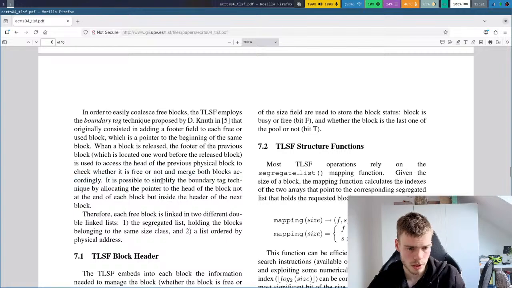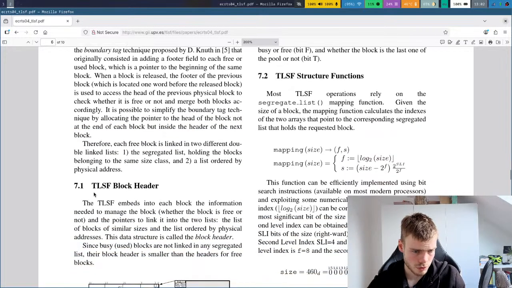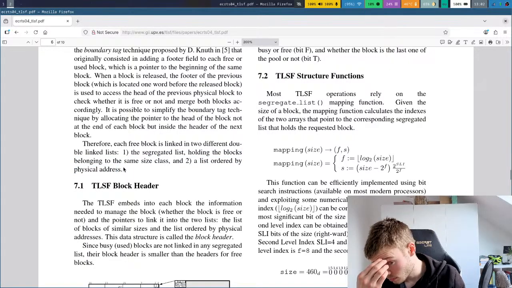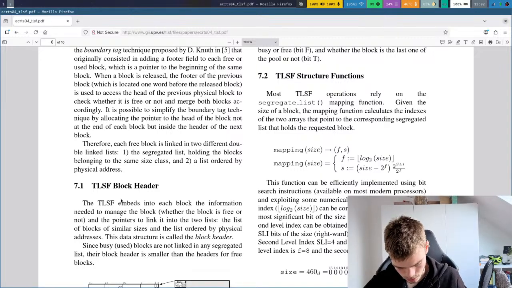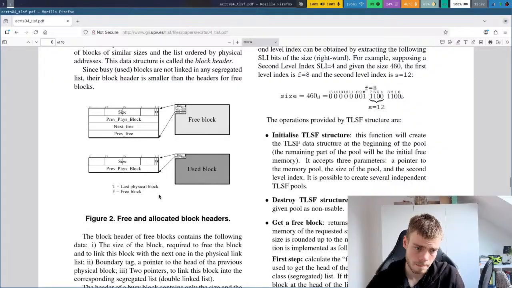Okay. It is possible to simplify the boundary tag technique by allocating the head of the block not at the end of the block but inside the header of the next block. Therefore, each free block is linked to two different doubly linked lists: the segregated list, with blocks belonging to the size class, and a list sorted by physical address. So there is a footer in each block that says where the previous block is.